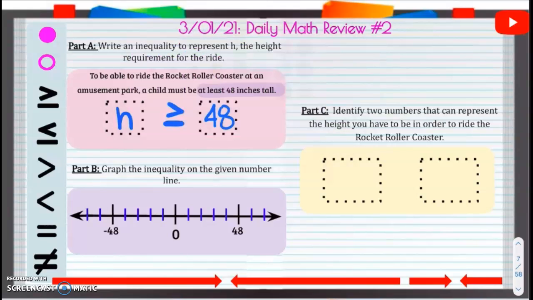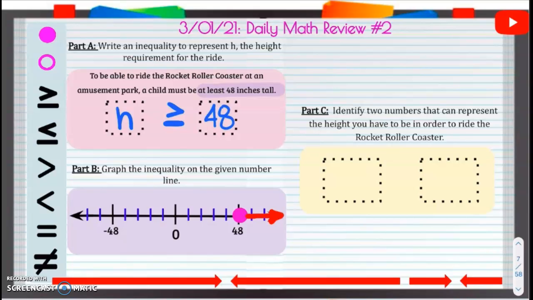Since we have our greater than or equal to, we do need to put a closed circle on that 48. And we are going to shade to the right because anything bigger, so h is going to be bigger, so we are going to shade anything bigger than 48. So we are going to shade to the right there.